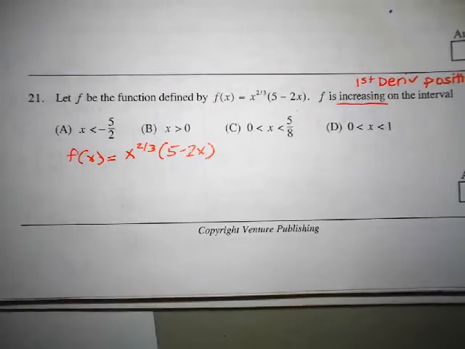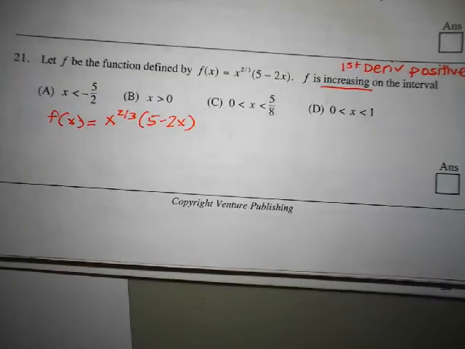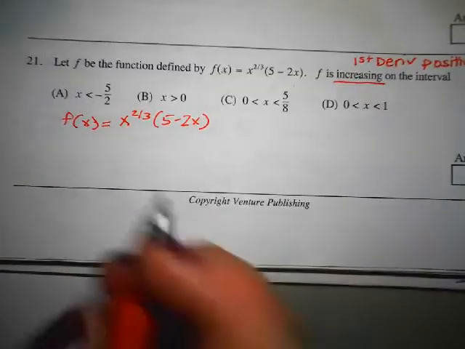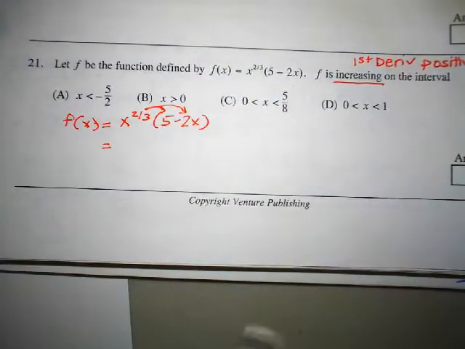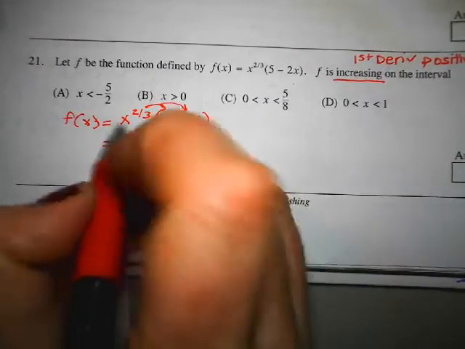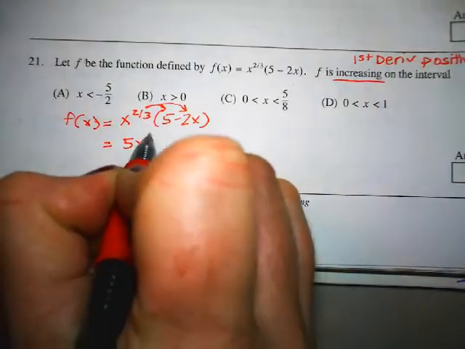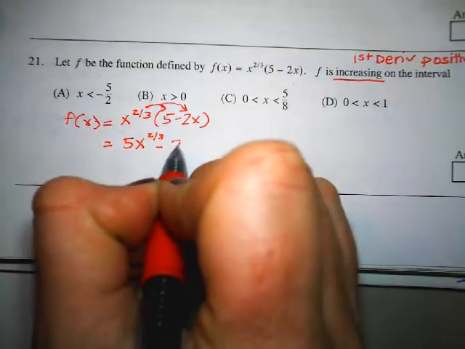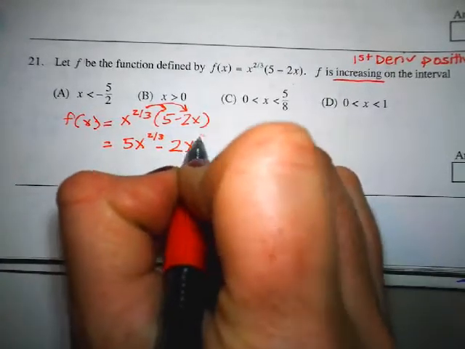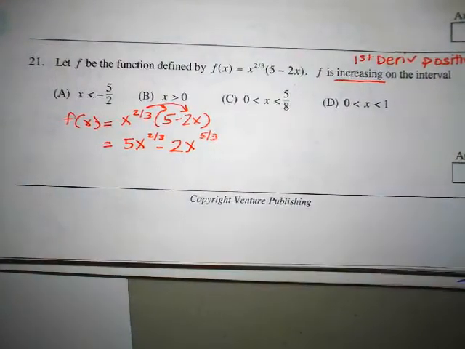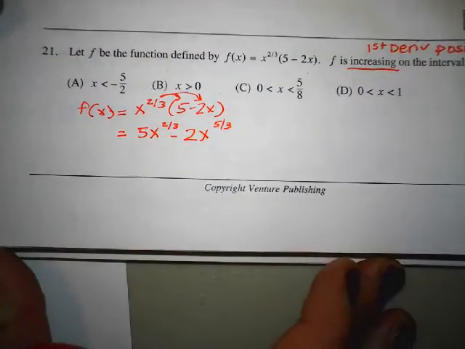And I know if I need to take the derivative of that, I think it's going to be easiest to distribute first. So I'm actually going to distribute this through my parentheses. And when I do that, I have 5x to the 2/3 minus 2x, add up these exponents, 2/3 plus 3/3 is 5/3. So that's my original.